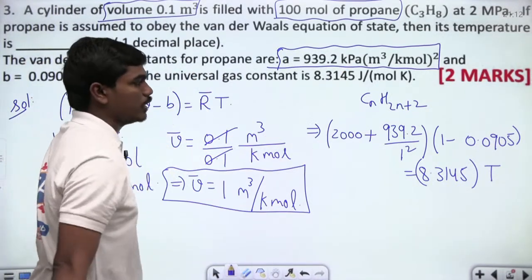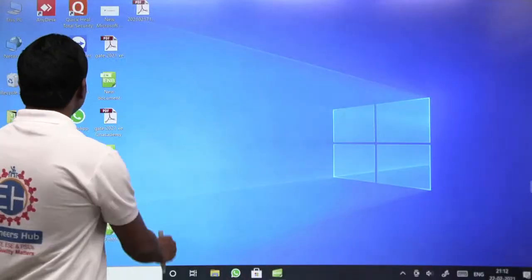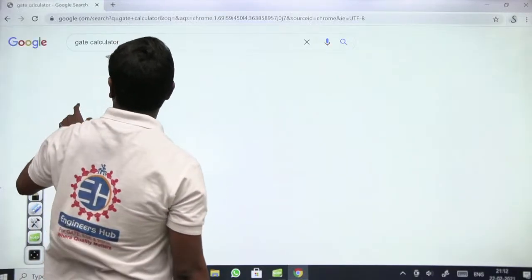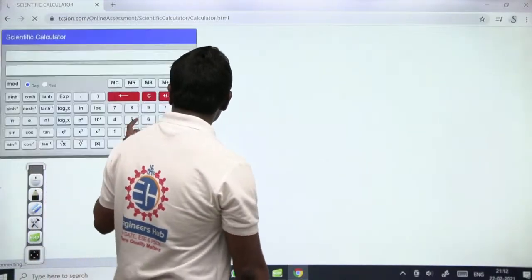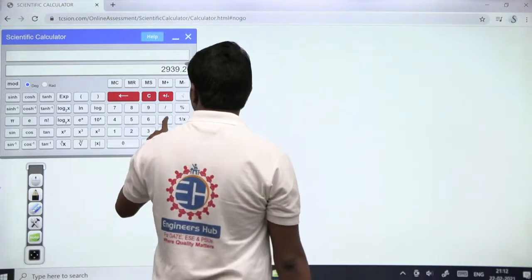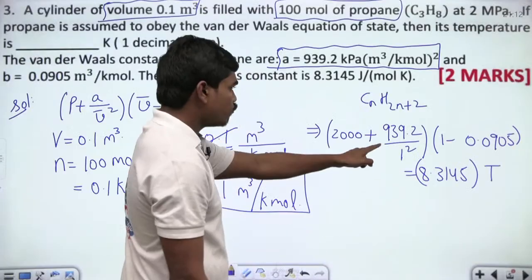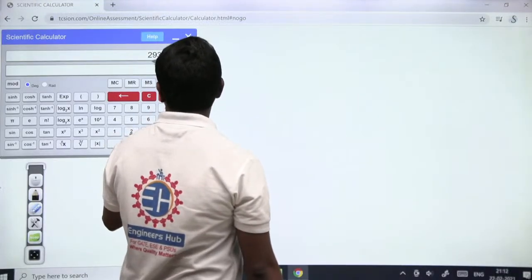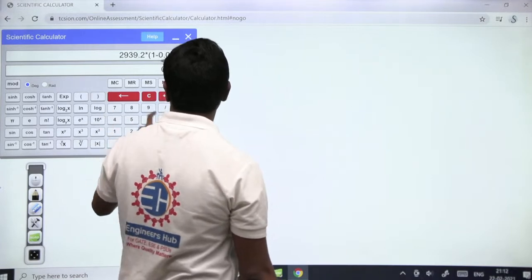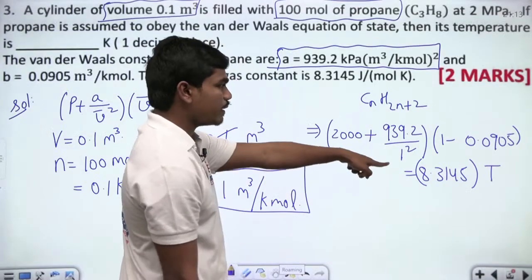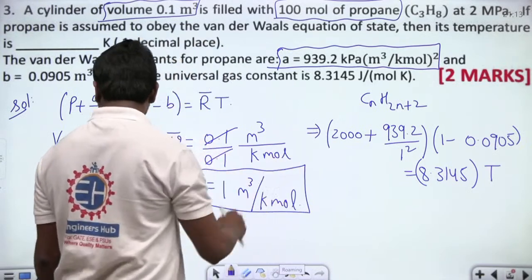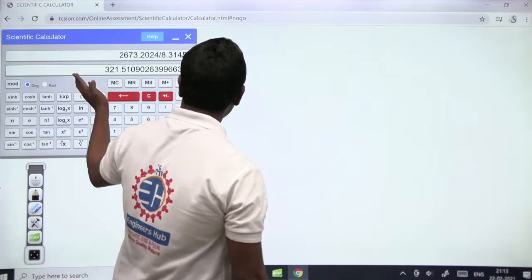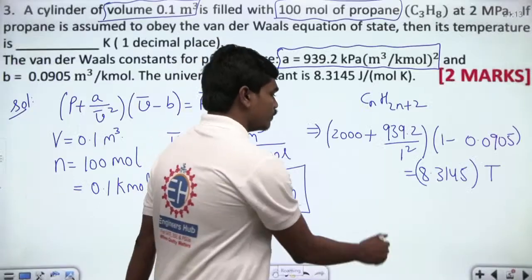So 2000 plus 939.2, which is 2939.2. Let us quickly go for a calculator in Google. Yes, so we have the calculator here. Let us calculate these values. 2939.2 into, look, we have 1 minus 0.0905. This divided by this universal gas constant, which is 8.3145. Let us divide this, and 321.51 is the answer for this temperature in Kelvin.